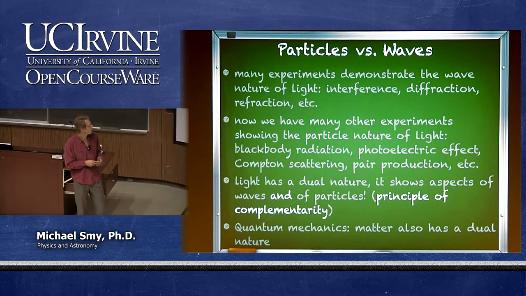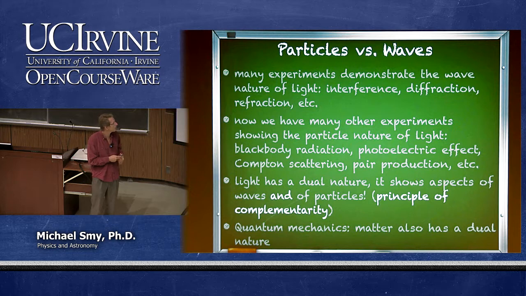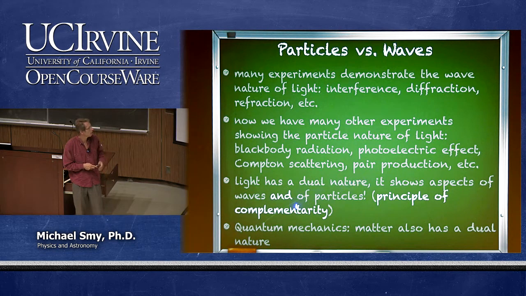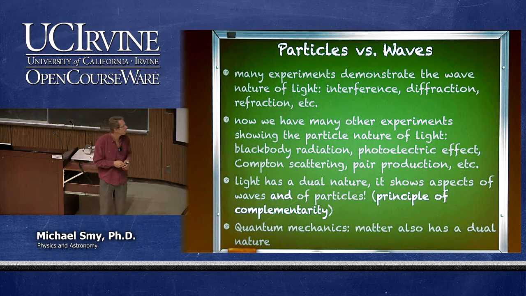It doesn't really fit together, but we simply state that it does. So we say light has a dual nature. It has some aspects of waves, and it also has some aspects of particles. That is called the principle of complementarity: if you want to understand light, then you have to take into consideration both the particle as well as the wave nature of the light.